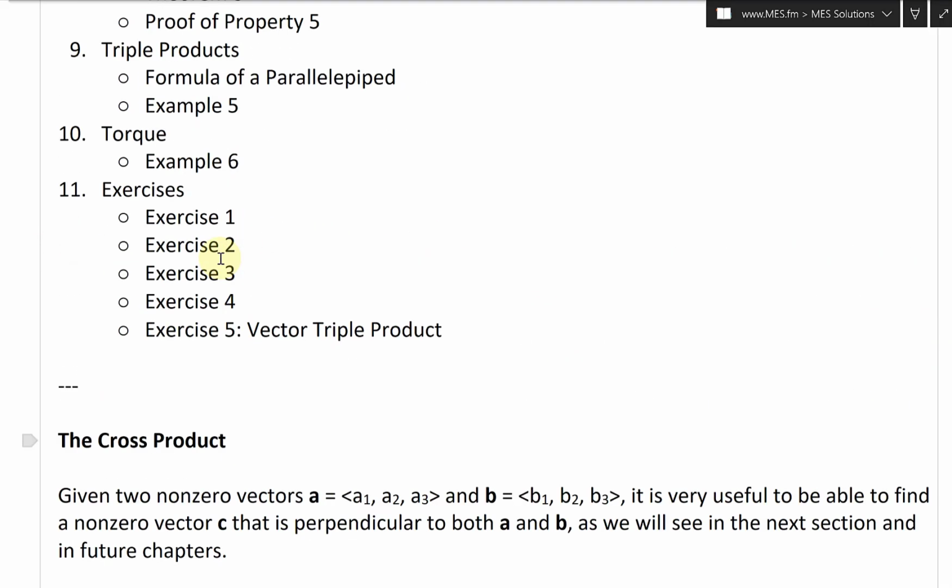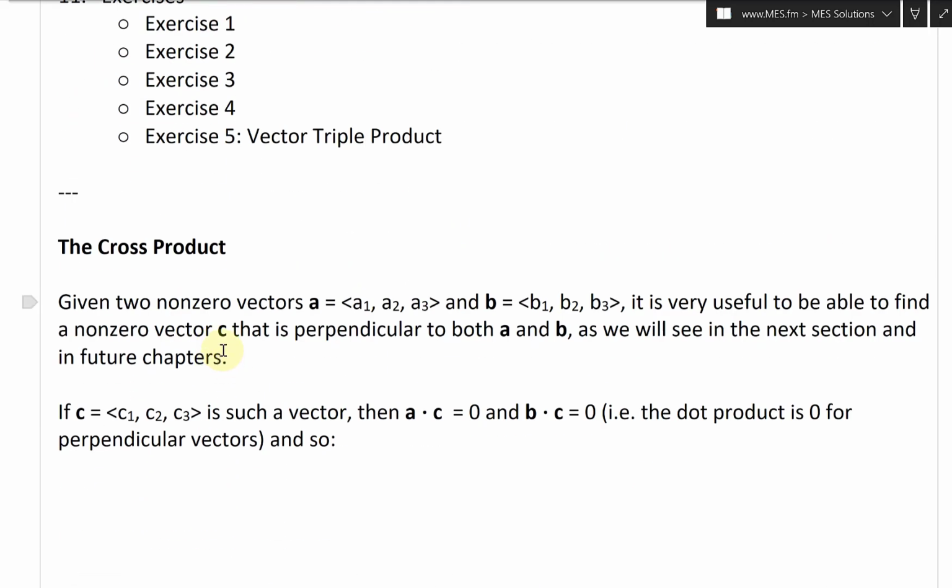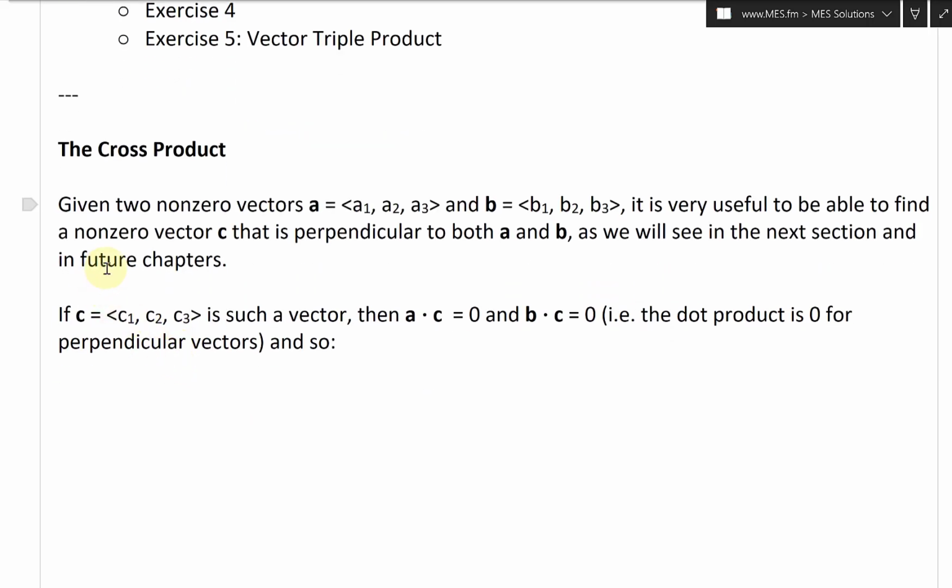So the cross product, and that's this part right here. Given two non-zero vectors, we'll call this one A, which has the terms A1, A2, and A3, and the vector B, which has terms B1, B2, and B3. It is very useful to be able to find a non-zero vector C that is perpendicular to both A and B, as we will see in the next section and in future chapters.